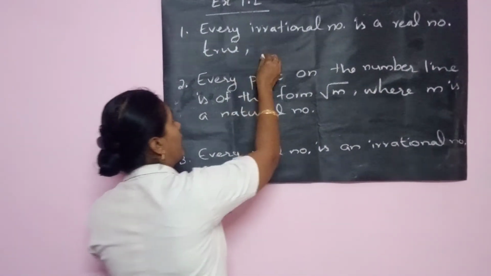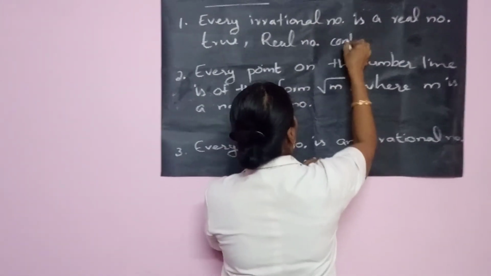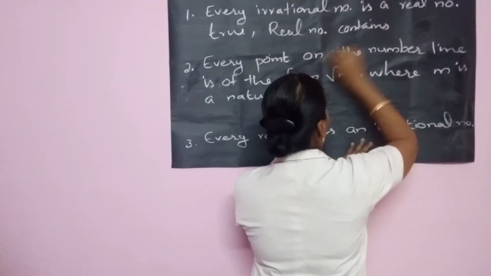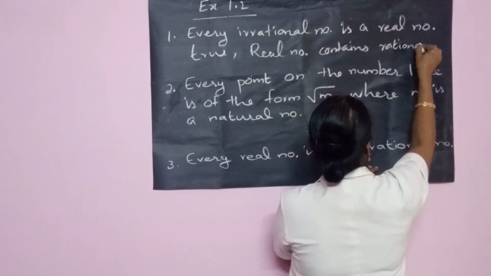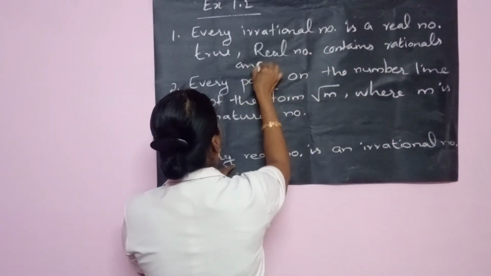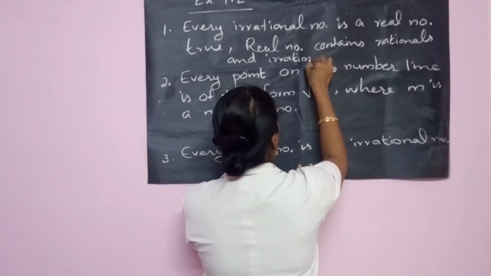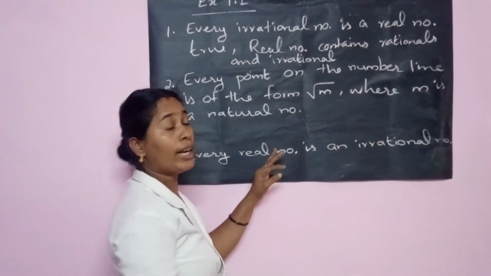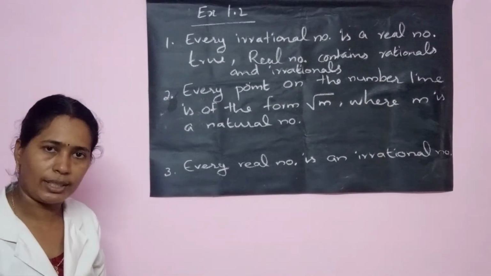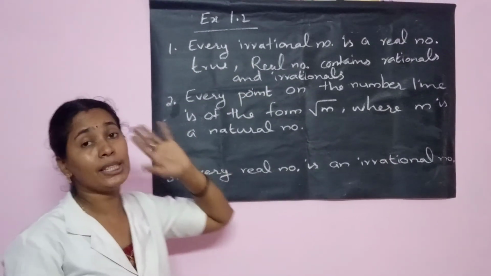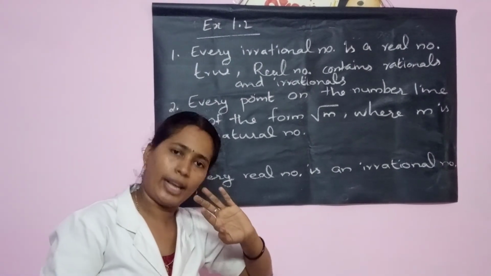So, what do you have to write as the reason? The real number system contains rationals and irrationals. Real number system contains rational and irrational numbers. So, instead of writing numbers, here I am writing rationals and irrationals. Is it clear? Because the real number system is the big one, every irrational number is considered to be a real number.